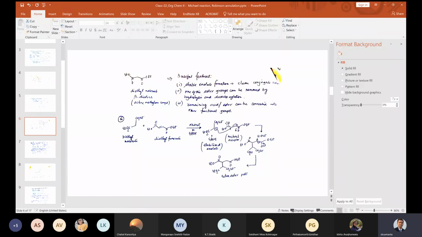So Michael addition will take place, and you get this compound. Okay, it's kind of a tetraester product. If we do hydrolysis followed by acidification, we will get some other product. After one or two slides, we will give this again. We will come back to this again.